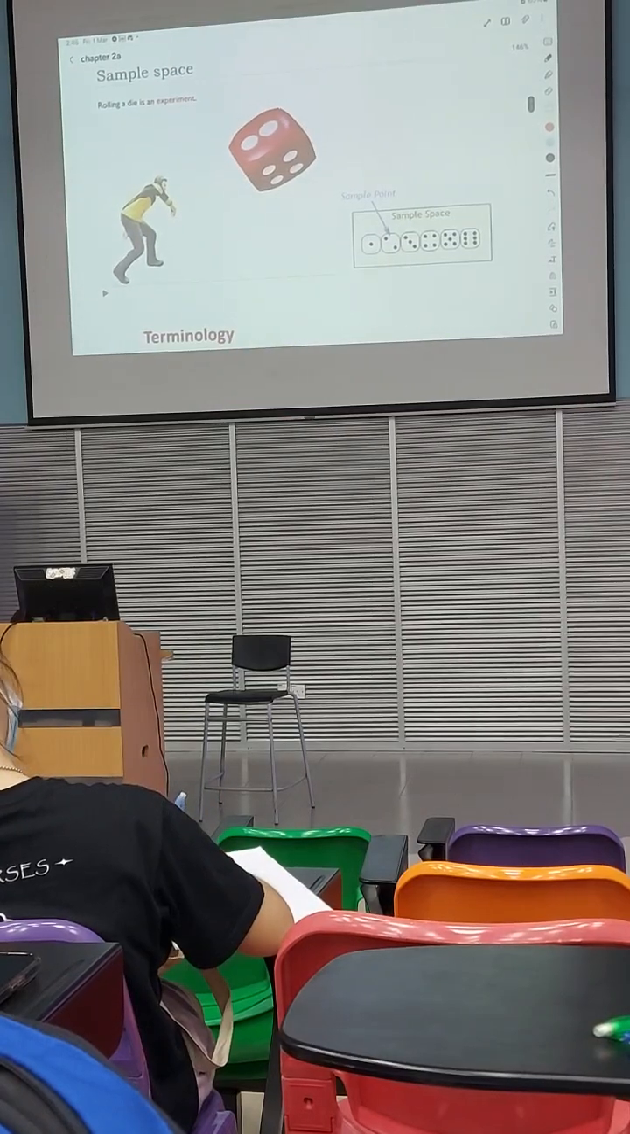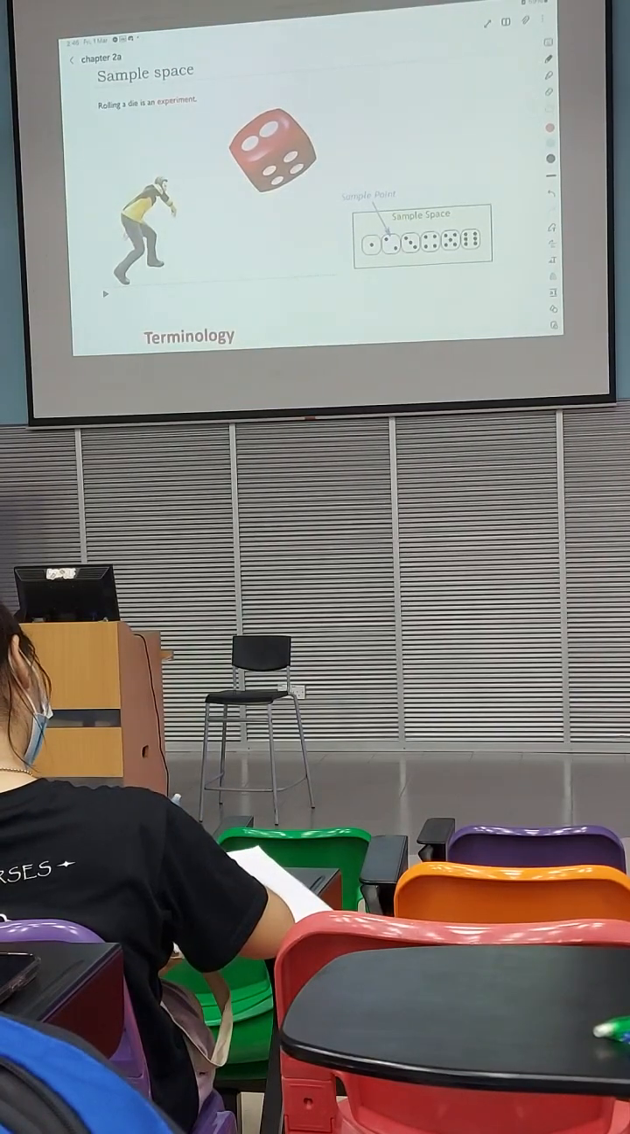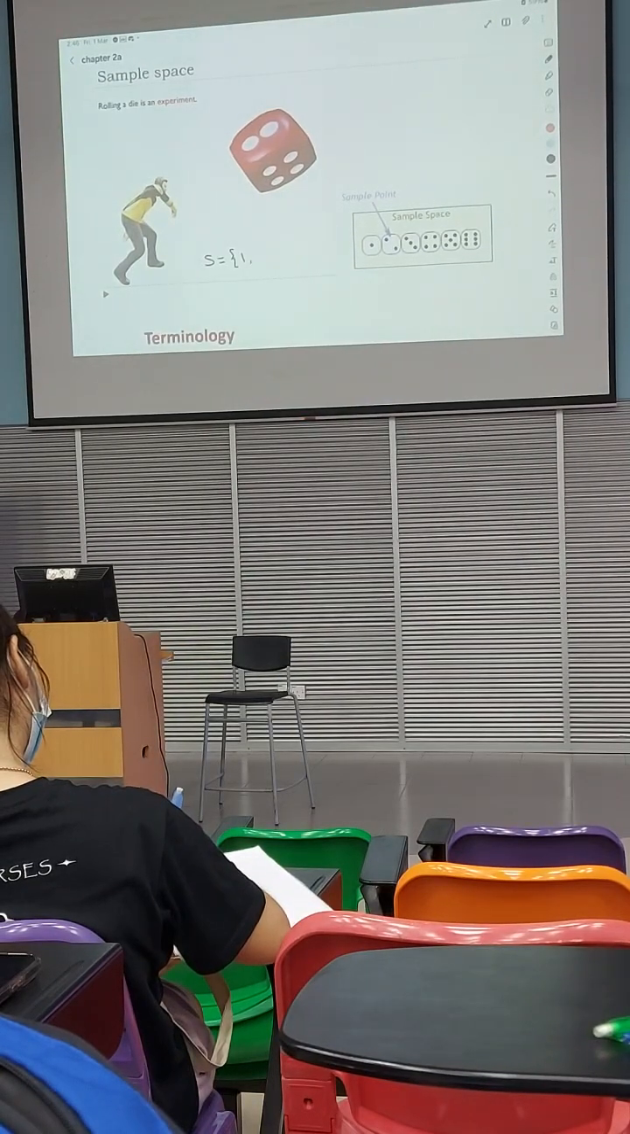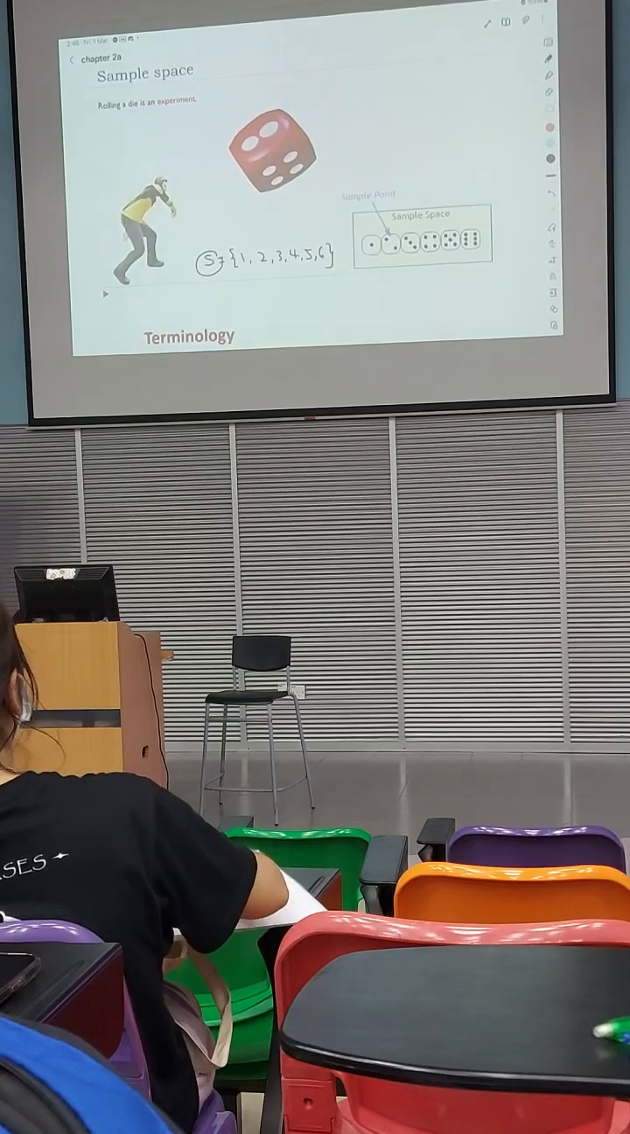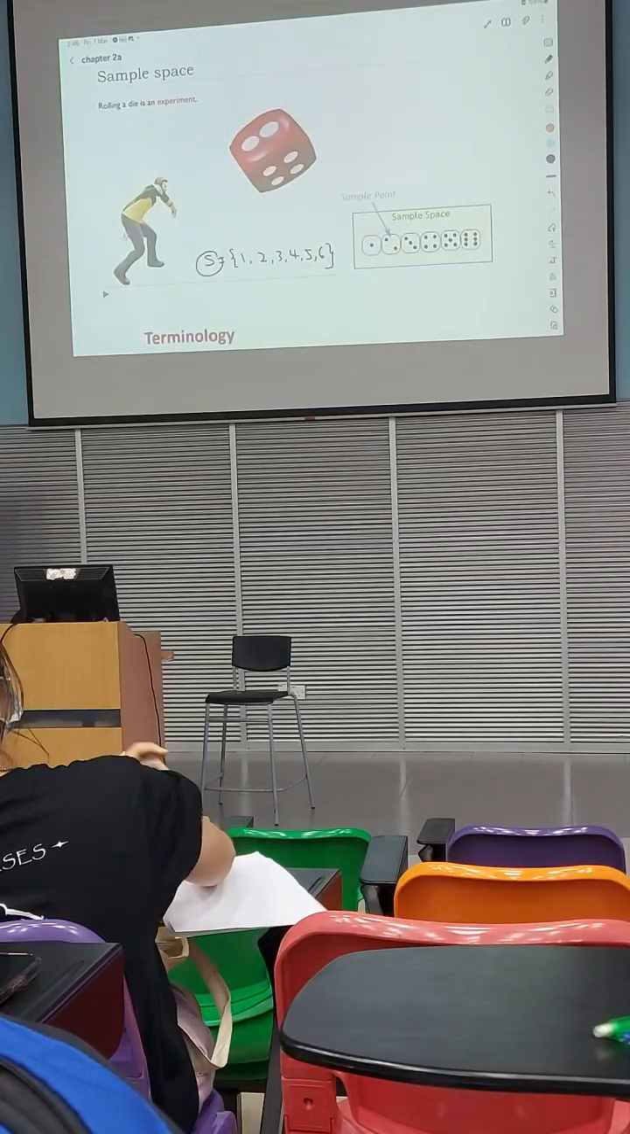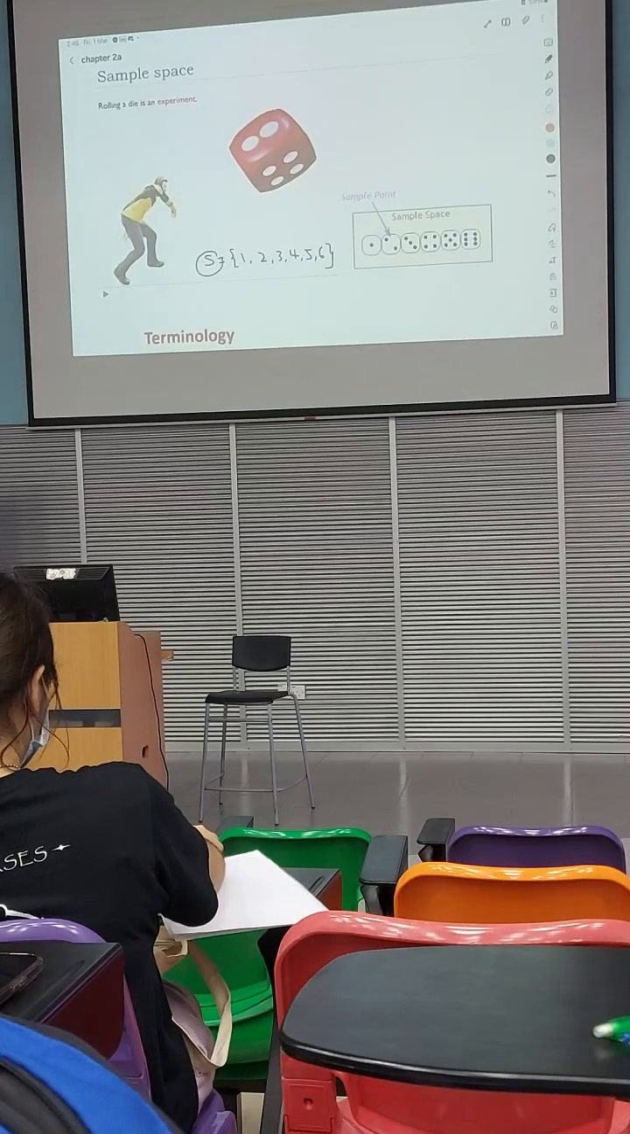Then how about this example again? Back to this example, what is the sample space for this? Again, it must be 6 outcomes: 1, 2, 3, 4, 5, and 6. This is called a sample space, consisting of 6, that is 1 until 6. All right, can you understand?